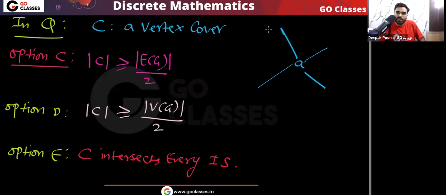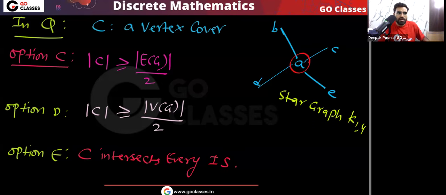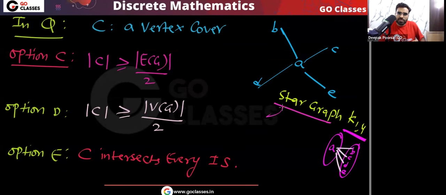Here you have A, B, C, D, E. So you can clearly see this is a star graph, the star graph K1,4. This is a star graph, or you can say this is a complete bipartite graph, where in one part you have A, and in the other part you have B, C, D, E. Clear?